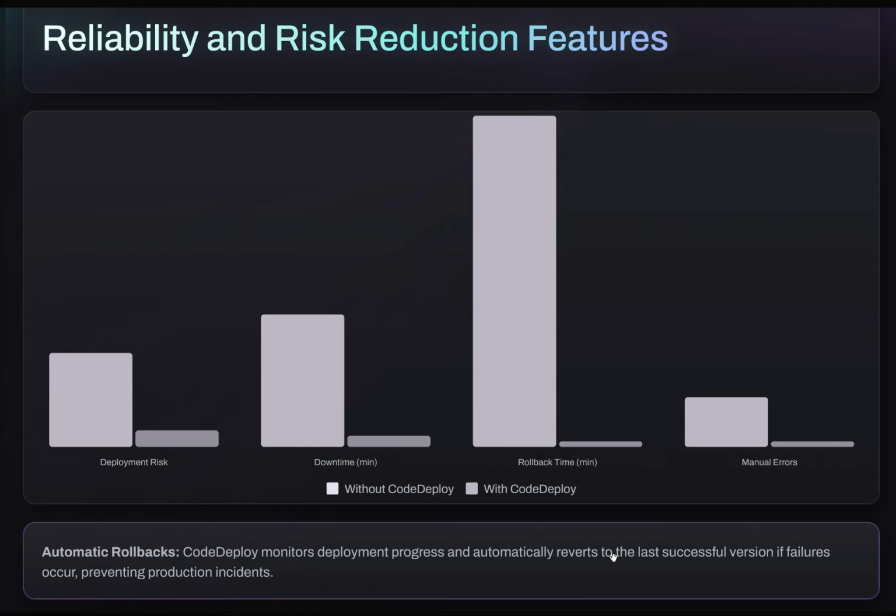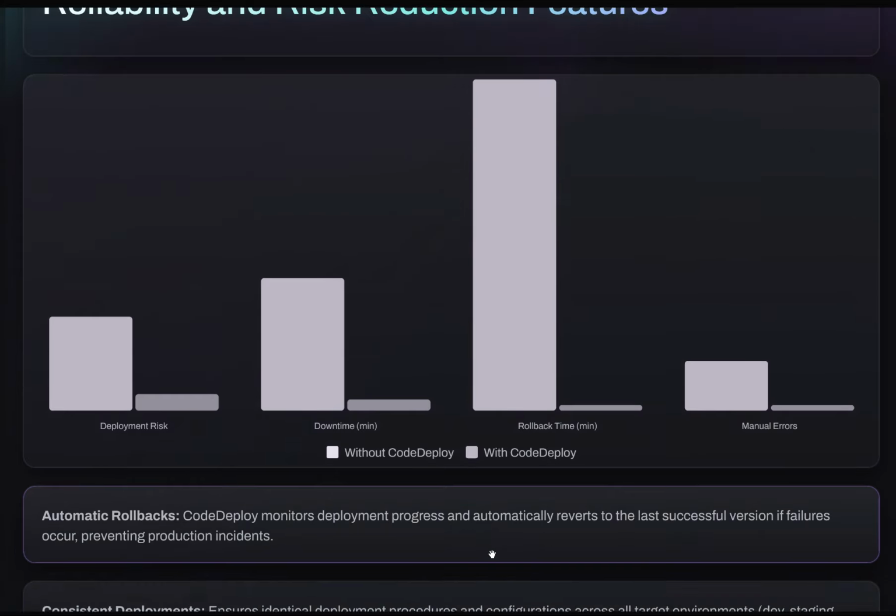Without CodeDeploy, what sort of risk is there, and then the downtime, rollback, and manual errors. Deployment risk when using CodeDeploy is lower, and downtime is also lower. The biggest advantage is rollback, so you can do a rollback in minutes, right? While rolling back manually takes more time, and there are fewer manual errors with CodeDeploy.